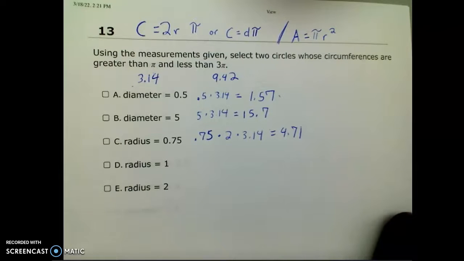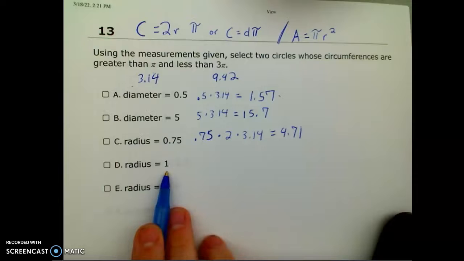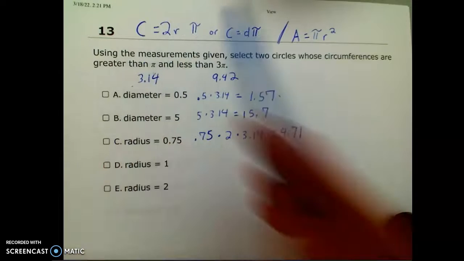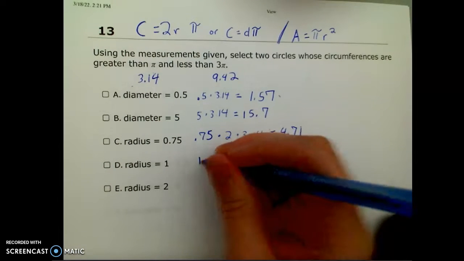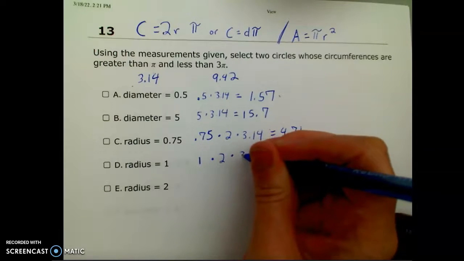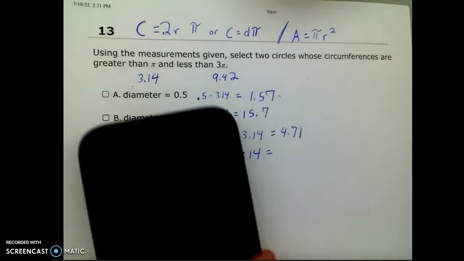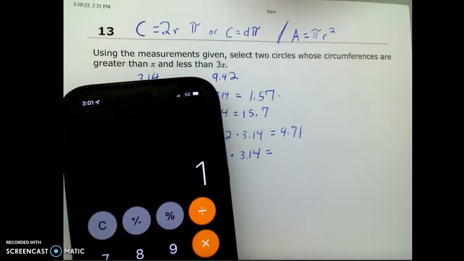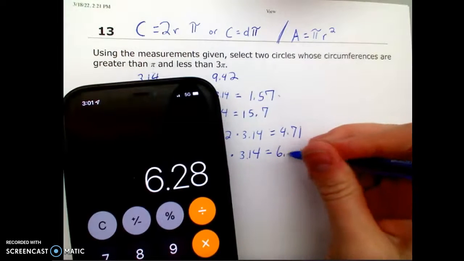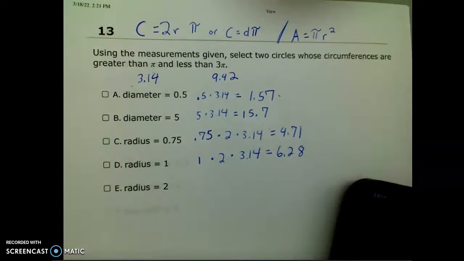2 more circles to go. The next circle has a radius of 1. So I'm using this formula. I'm going to take the radius, which is 1, times 2 times pi. And get my calculator to help. 1 times 2 times pi. It's 6.28. Whew, this is a lot of work for one problem.